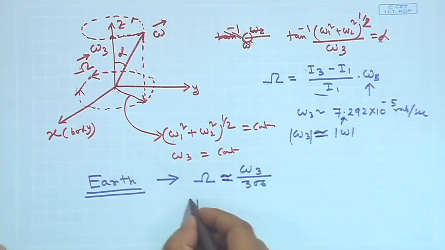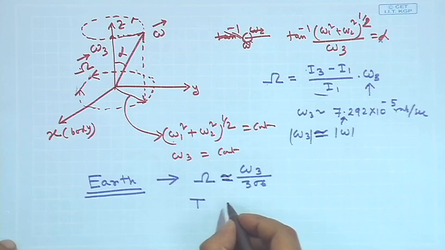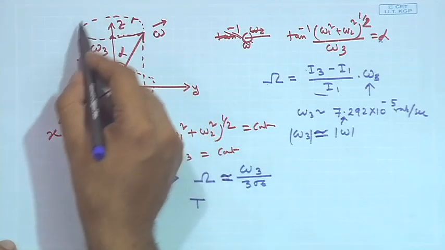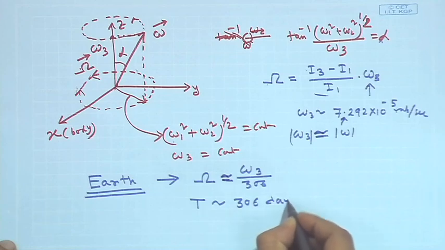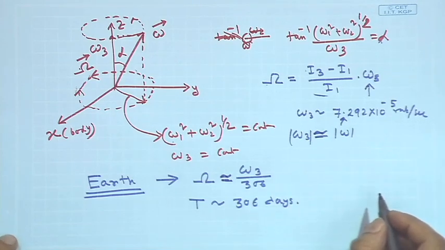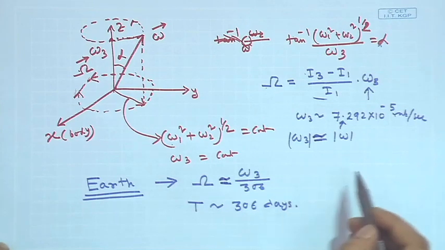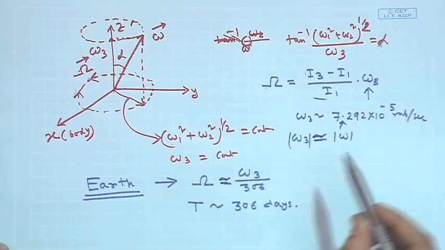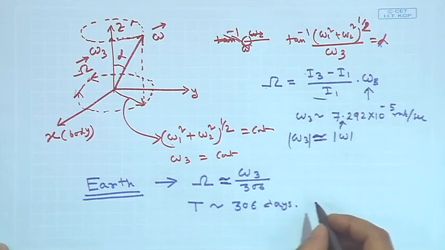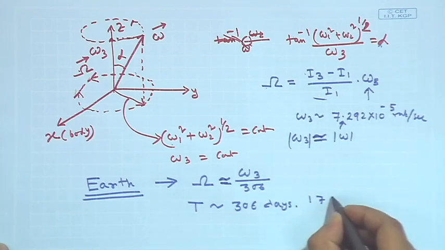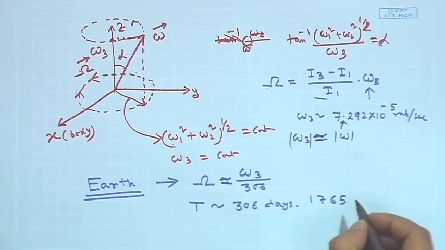That means the time period of such rotation is approximately 306 days, and this was predicted by Euler by solving Euler's equation and putting in the values of I 3 and I 1, back in 1765, I guess. Okay. So, let me just quickly verify the numbers. Yeah. So, 1765.